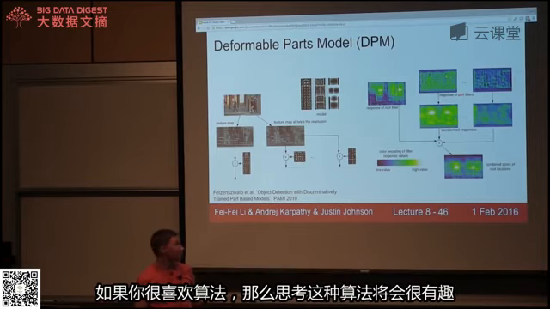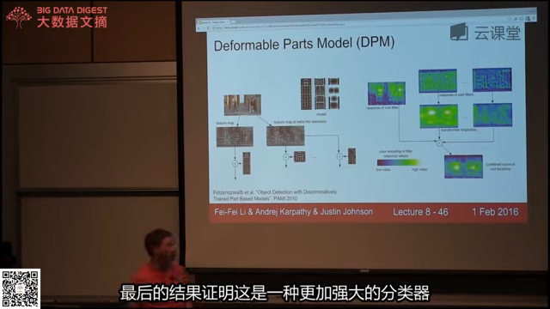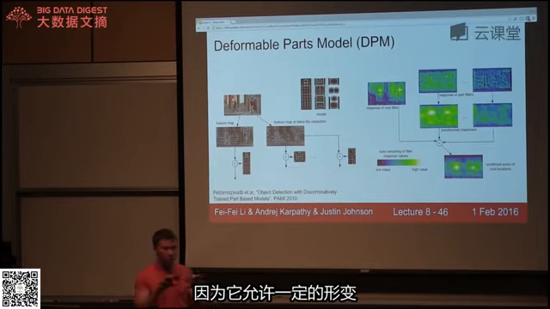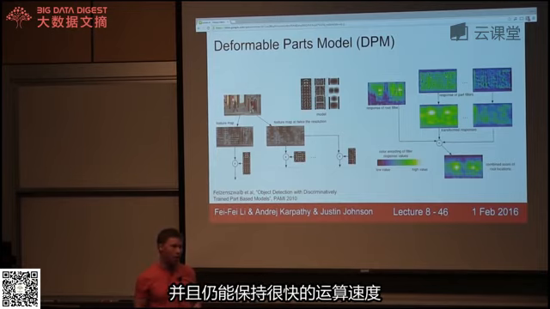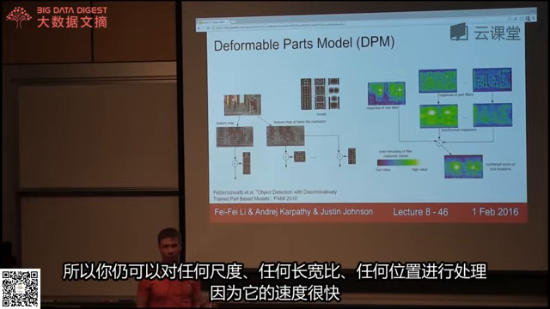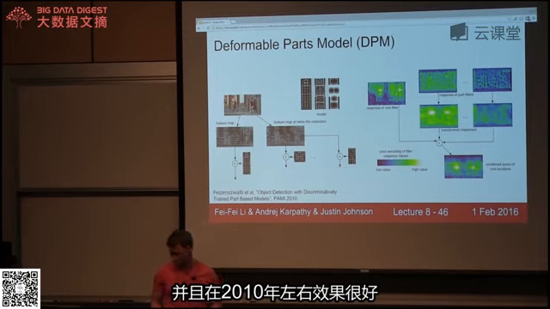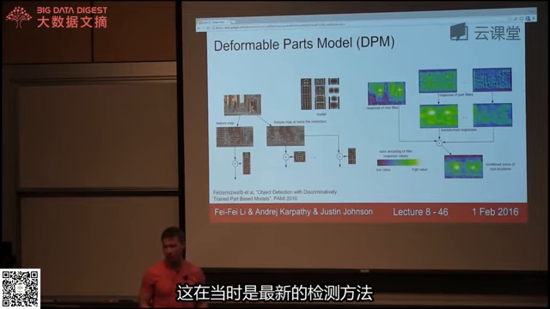So this is actually kind of fun if you enjoy algorithms. This part is kind of fun to think about. But the end result is that it's a more powerful classifier because it allows a little bit of deformability in your model, and you can still evaluate it really fast. So we're still just going to evaluate it everywhere, every scale, every position, every aspect ratio. Just do it everywhere because it's fast. And this actually worked really well around 2010. So that was state-of-the-art in detection for many problems at that time.